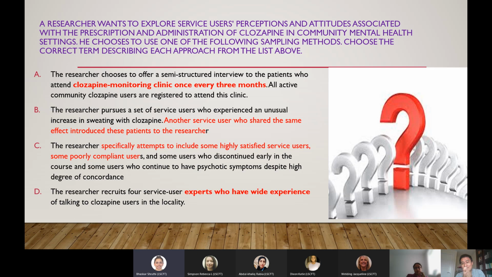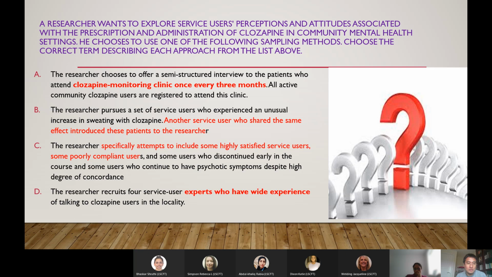So snowball. Attempt to include some highly satisfied service users from some poorly satisfied. The researcher only chooses the highly satisfied service users, which is the option. Intensive sampling. Okay, we'll keep that. Convenience. The expert, they only try to recruit from the expert whose experience is intensive. So if it is expert, intensive.